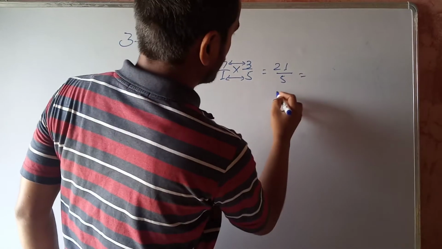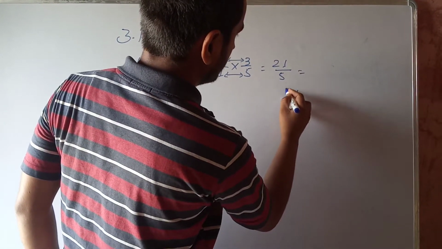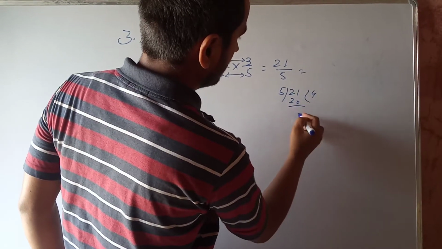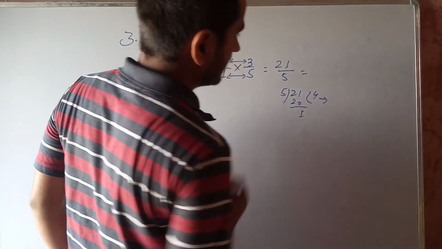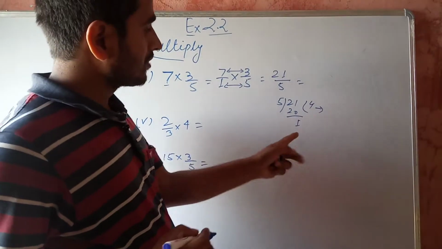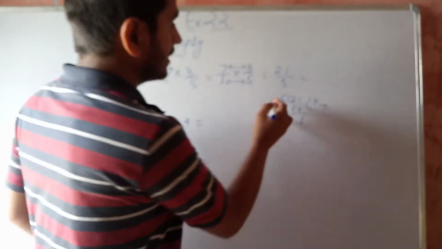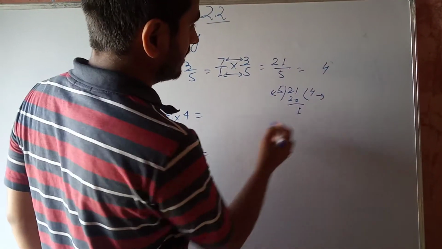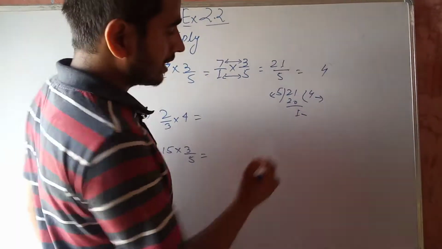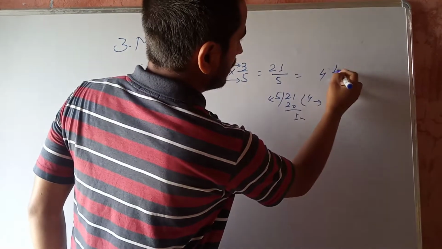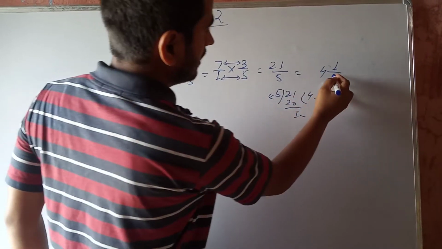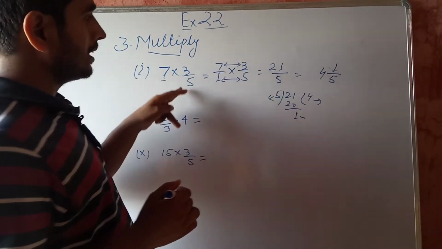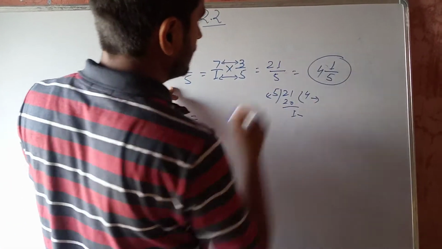So to convert 21 by 5, what do we do? We divide 21 by 5. 5 fours are 20, remainder 1. This quotient is written as the whole part, and the remainder becomes the numerator and 5 becomes the denominator. So 4 will be written as the whole part, and this remainder 1 will be written as numerator, and this 5 will be the denominator. So the value of 7 cross 3 by 5 is equal to 4 whole 1 by 5.